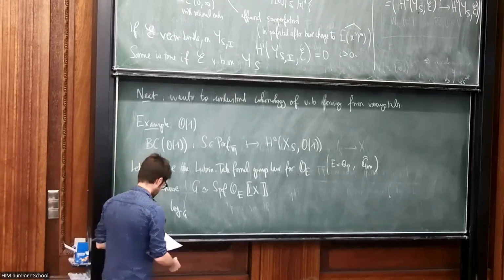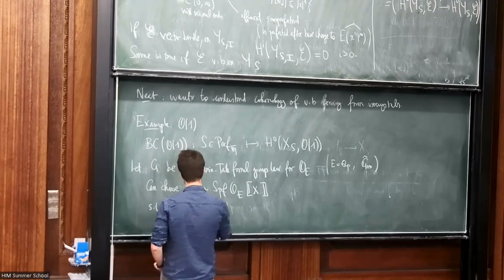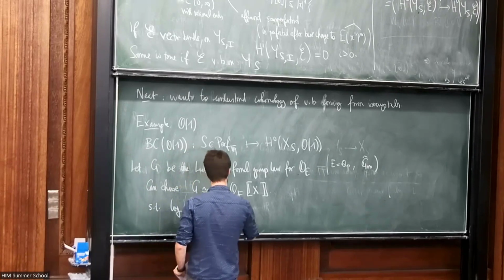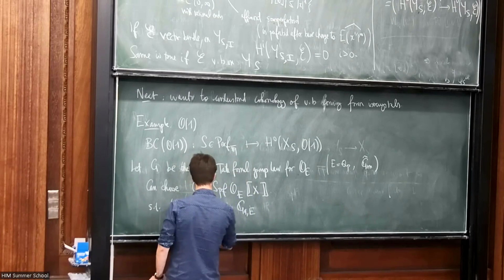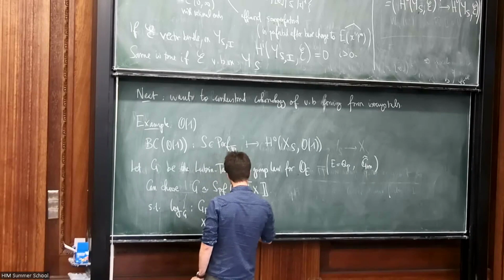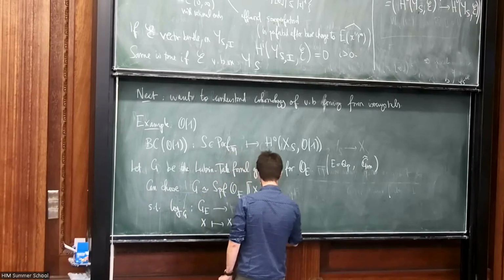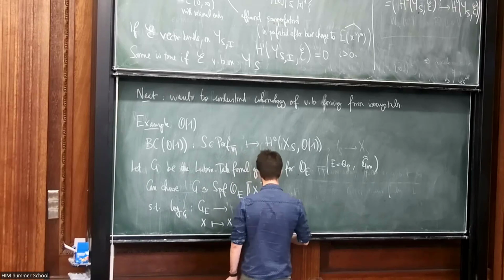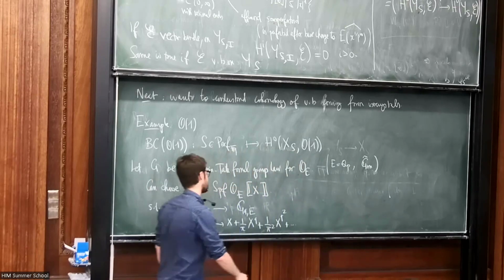And in this case, you can pick this coordinate in such a way that log G, which goes from G_E to G_A of E, is just given by the following formula. So X goes to X plus 1 over P X^q plus 1 over P^2 X^{q^2}, X^{q^3}, and so on.